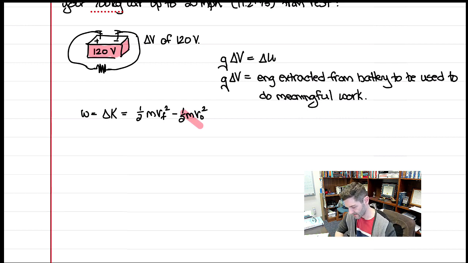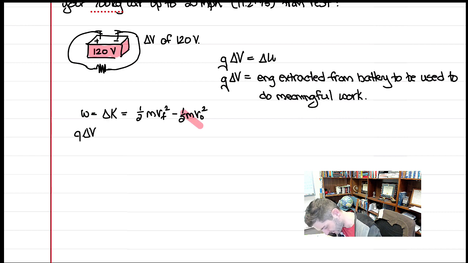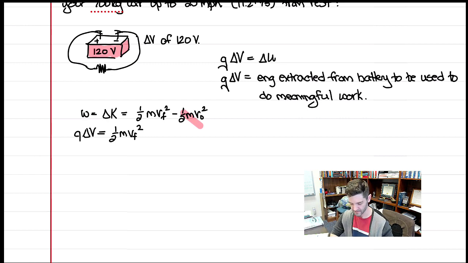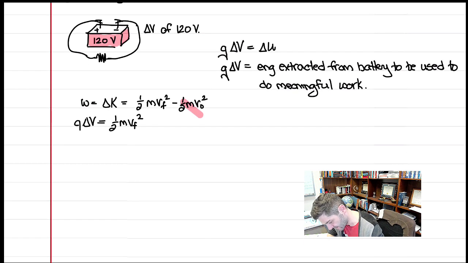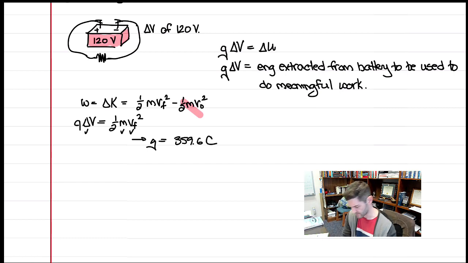Where did that energy come from? Essentially, the energy I got from the battery goes into doing work that then changes my kinetic energy. So I know delta V, 120, I know m, I know v final. You can solve for Q. I get 0.36 coulombs.